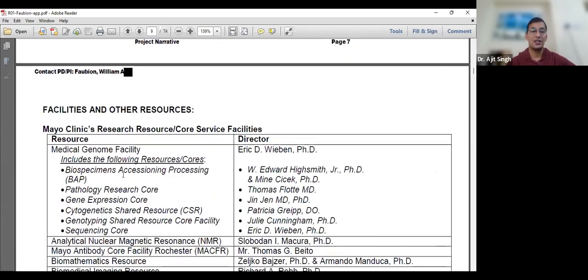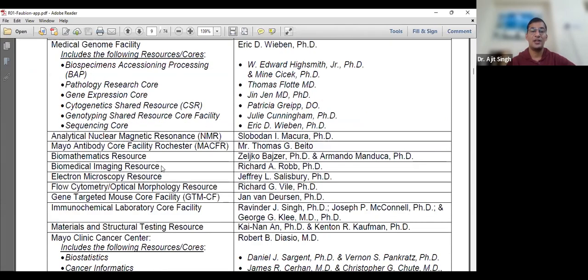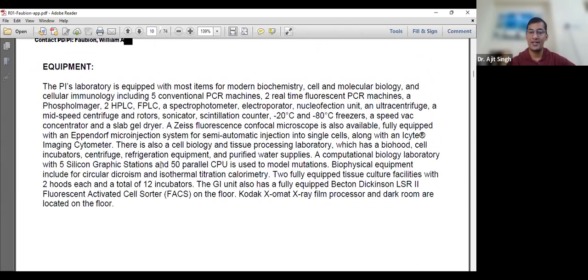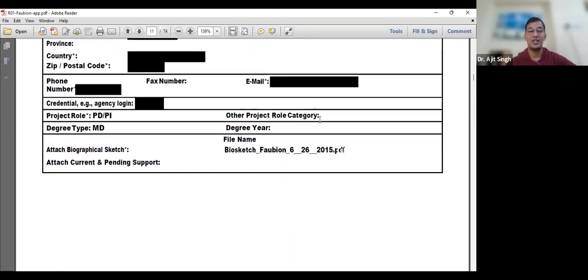Okay, after that look at this facilities and resources. Look at the equipment whichever is there. The PI's laboratory is equipped with modern items for biochemistry, cell and molecular biology, and cellular immunology, including 5 conventional PCR machines, 2 real-time fluorescent PCR machines, a phosphoimager, and 2 HPLCs, FPLCs, spectrophotometer, electroporator, and everything whatever is needed: ultracentrifuge, mini centrifuge, rotor, sonicator, and everything whatever is required is there. Equipment they mentioned.